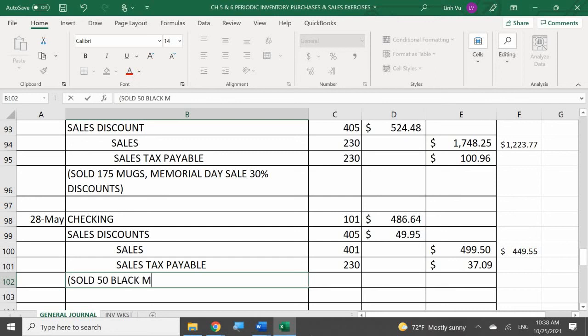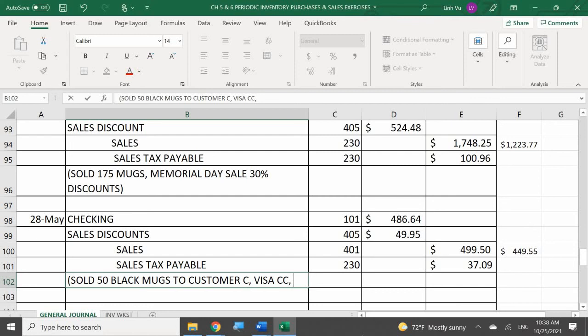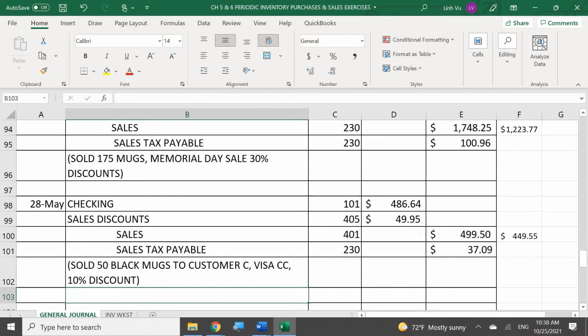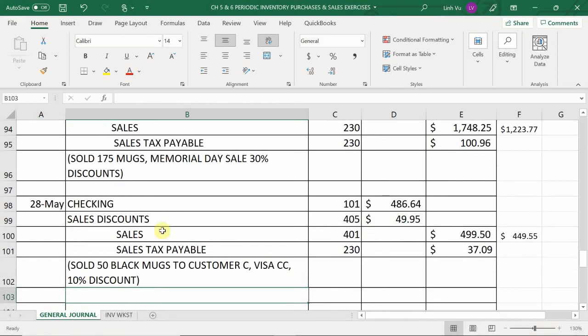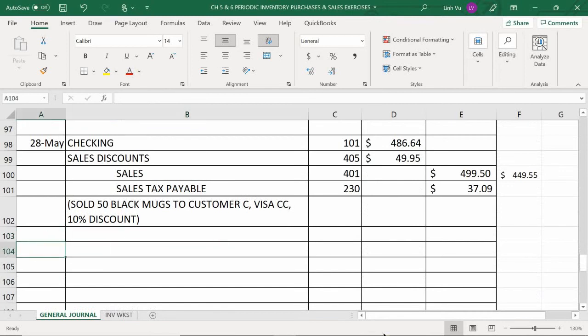Once again, I'm going to note that we sold 50 black mugs to customer C, Visa credit card. Okay, he paid with Visa credit card. So in this case, the Visa credit card acts as if the customer had money and paid us. And of course, I'm going to put here too, 10% discount. Okay. All right. Once again, this had nothing to do with the inventory, so we are pretty much done there.